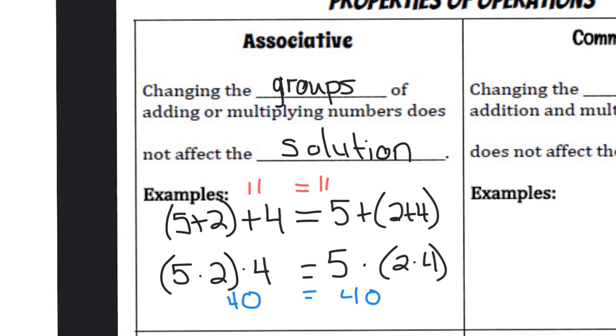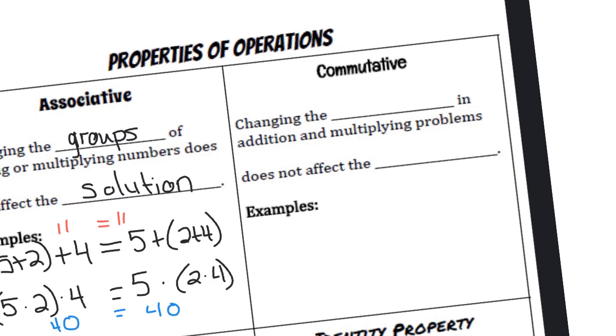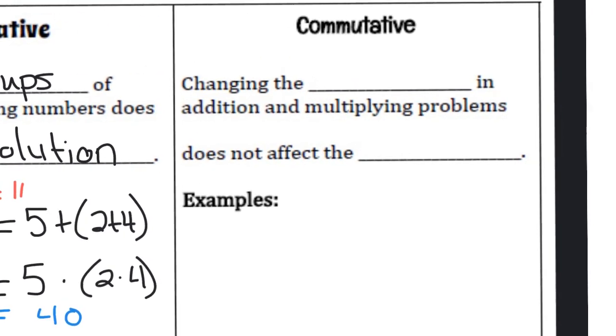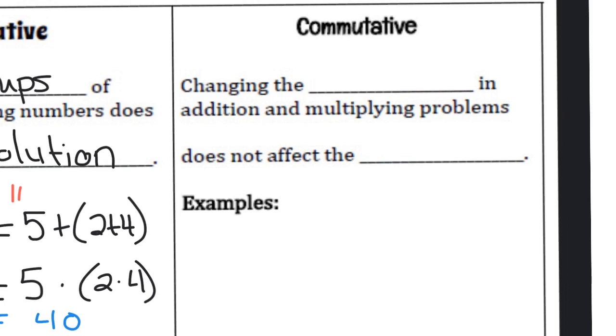Okay, now let's move on to one of my favorite operations. I use it a lot when I am working out math problems, the commutative property. So when I think of the commutative property, I think of commuting, getting from one place to another, commute to move, okay? So what this is saying, changing the order in addition and multiplying problems does not affect the solution.